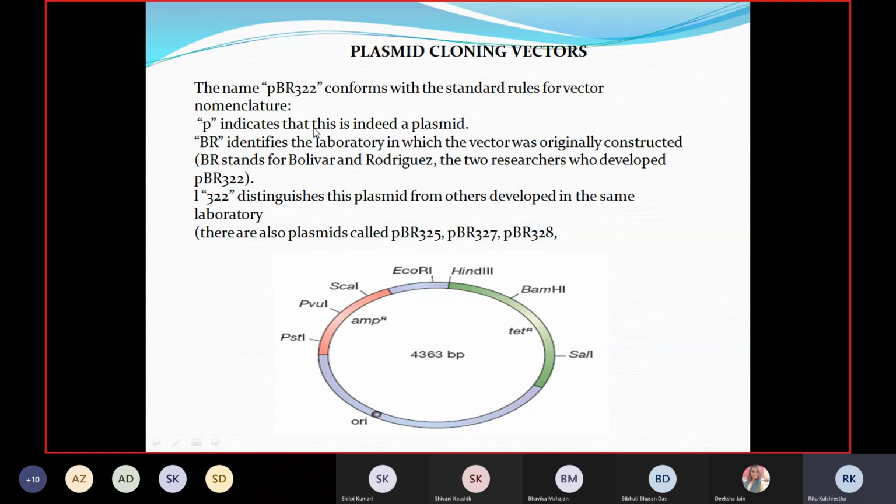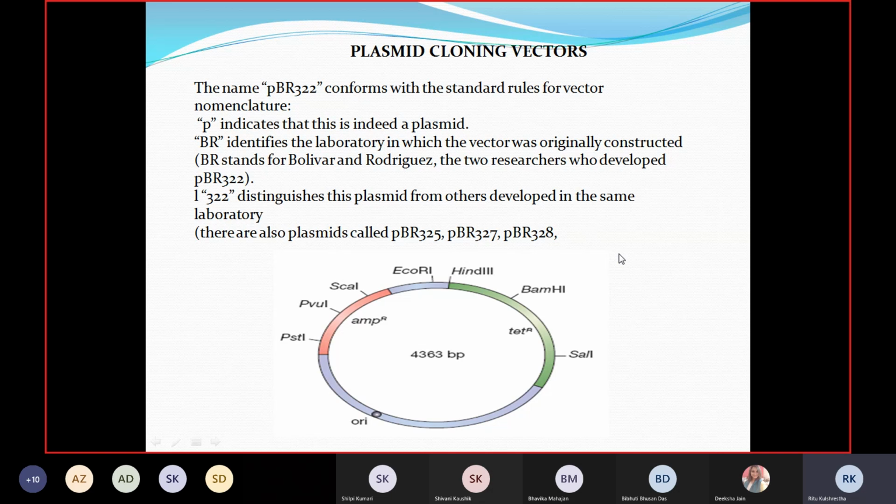Coming to the number, in the lab they give certain numbers, maybe in the order in which they were discovered, or for screening purposes. Let's say pBR322 was the early one, then they made some changes and developed 325, made further changes and developed 327, 328, and so on. So this is how the nomenclature of any plasmid is done.